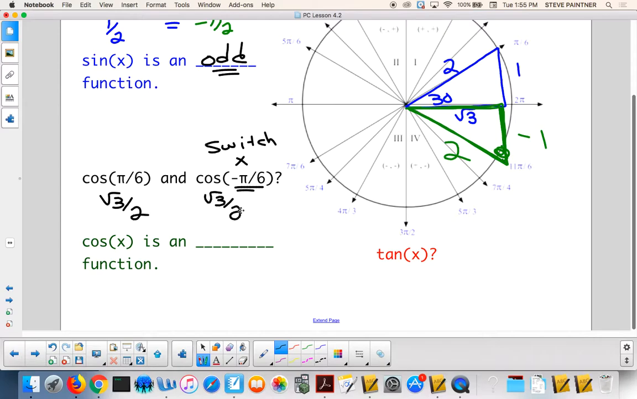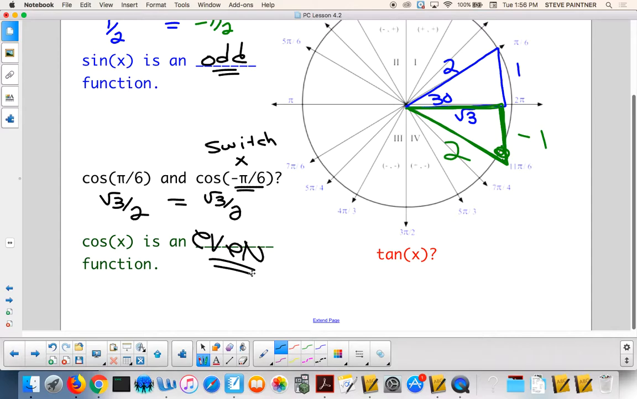Oh, look. They're equal. Is it even? Yes, it's even. Even means it's symmetrical to the y-axis. That's all it means. Is there a possibility of being odd and even? Yes, there are possibilities. I don't know if it happens with the trig function. I'd have to look at it. I can't remember.